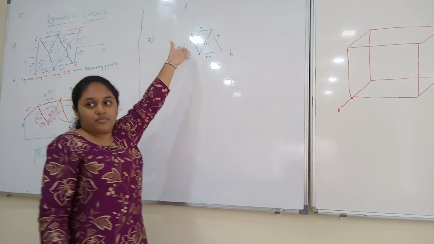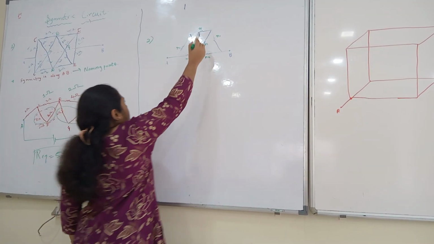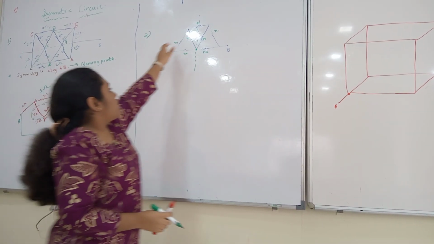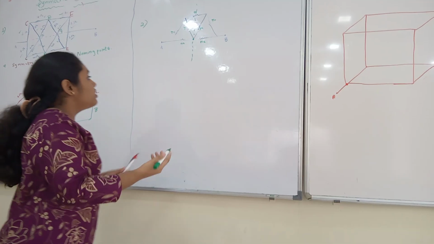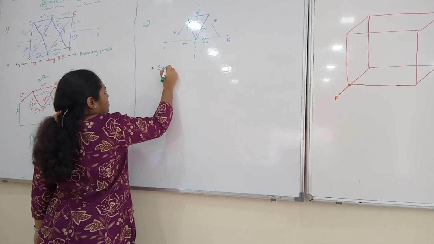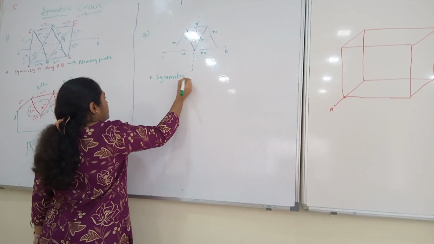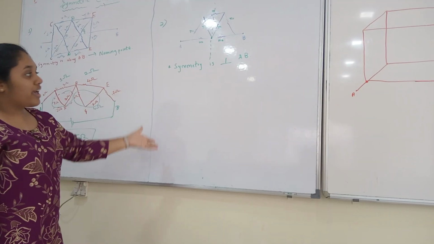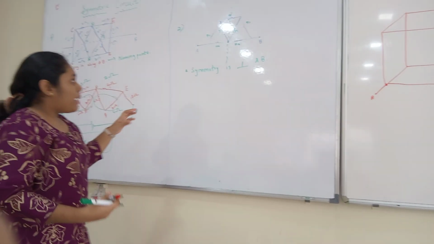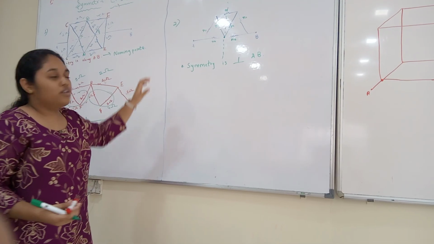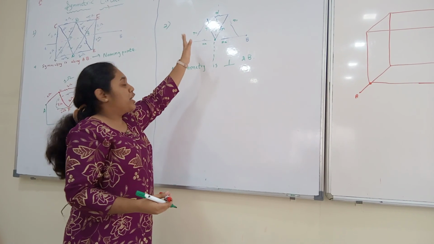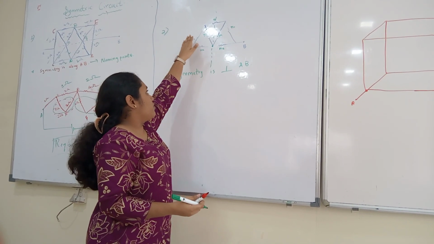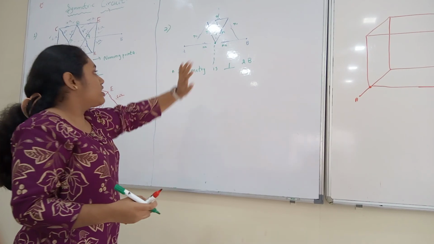So the symmetry is along perpendicular to AB. So you can see R1, R2, R1. Symmetry is not along AB; the symmetry is perpendicular to AB. So in this case, what we will do is apply the junction law. Here we will make current flow, and after the current flows, we will break the junction.